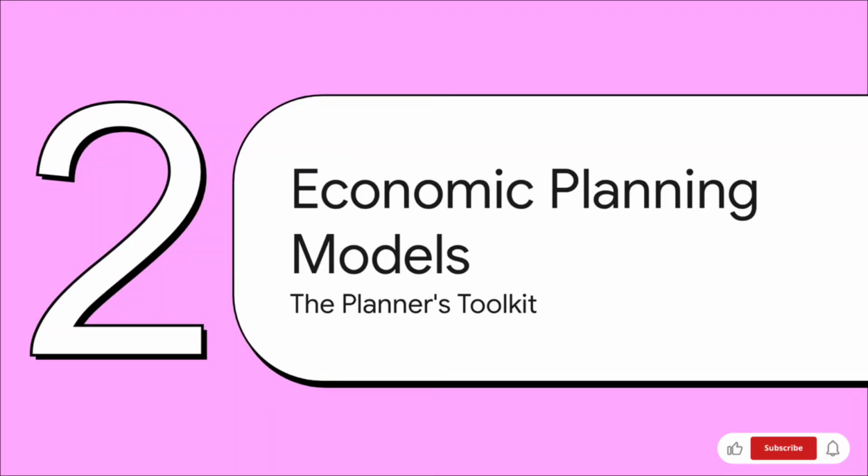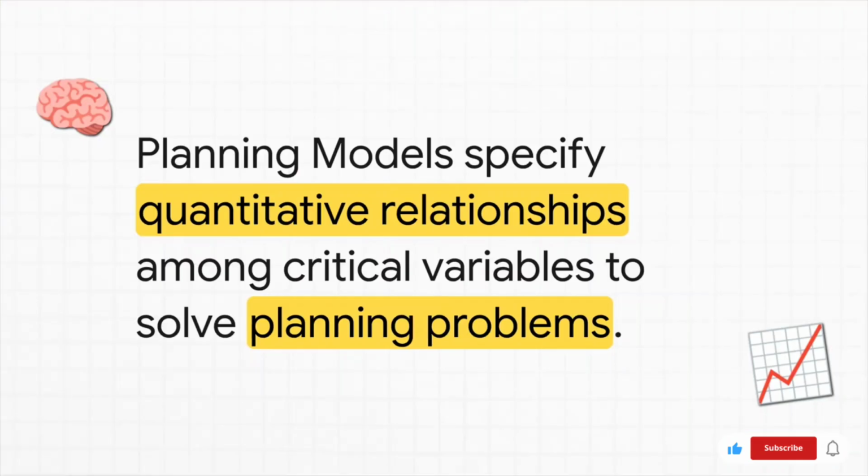Okay, so that covers the why. Now, let's dive into Section 2 and get into the how. How do planners actually make these decisions? Well, this is where economic models enter the picture. So what on earth is a planning model? Don't let the term scare you. The easiest way to think of it is as a kind of mathematical recipe or a toolkit. It's not just a bunch of vague ideas. It's a formal framework that uses numbers and data to show how things like investment, savings, and economic growth are all connected. It's the tool that helps planners turn broad goals into actual, measurable targets.